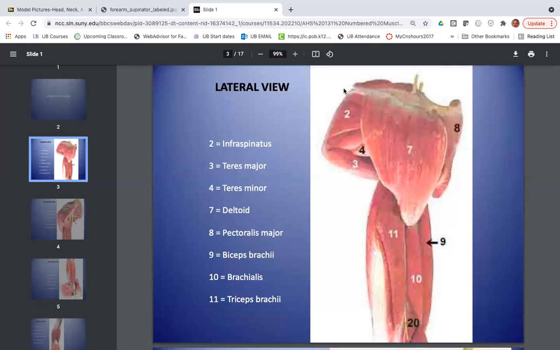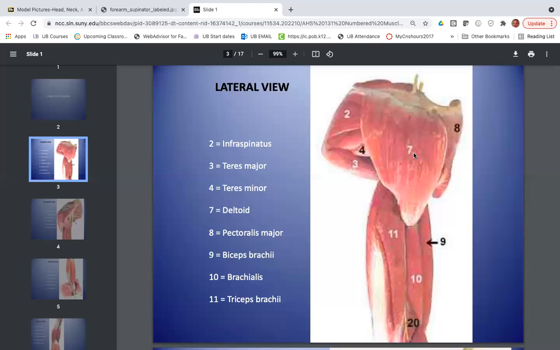Medial border of the scapula, spine of the scapula, clavicle. And now we're at the anterior here, posterior here. So this is anterior clavicle. Number 8 is the pec major. 7 is the deltoid, specifically middle deltoid right here. Then you have anterior deltoid and posterior deltoid.